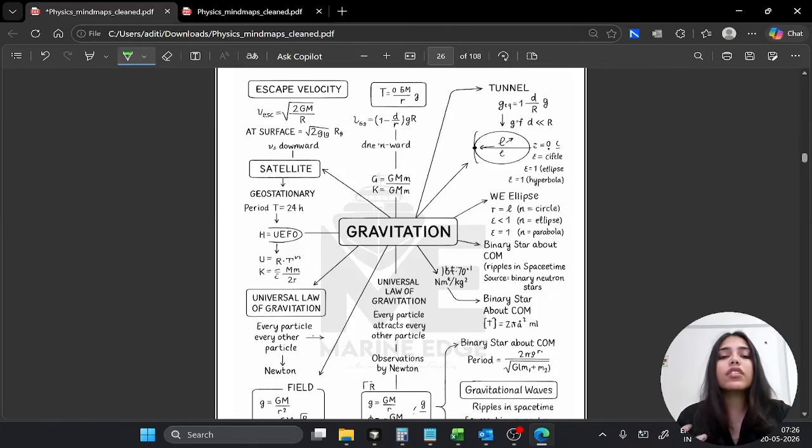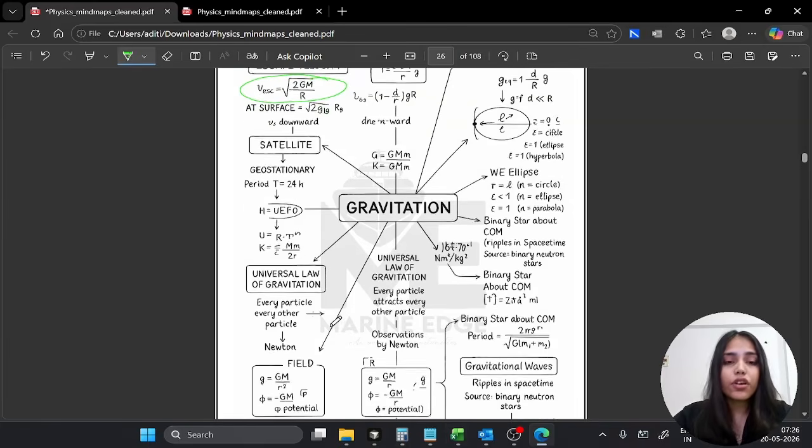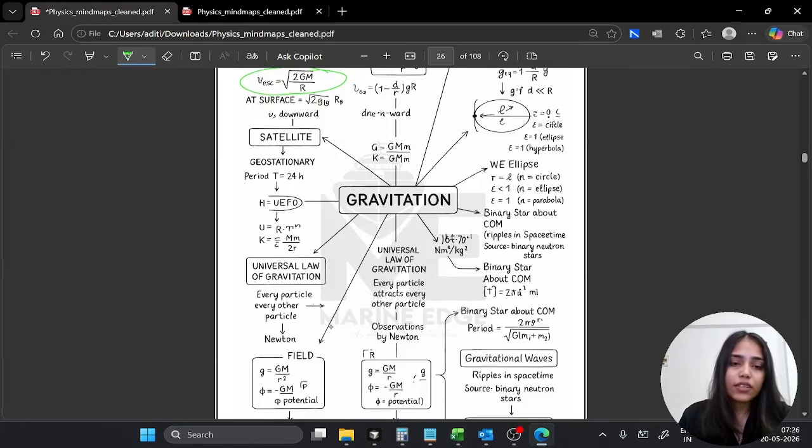What is that? Escape velocity is the minimum velocity required by any object, let's say a rocket, to escape the surface of Earth, so that the gravitational pull is not enough to pull it back towards the ground. And that escape velocity is equal to the square root of 2GM upon R. An object has to maintain that much velocity to actually escape the Earth's gravitational field. This is what we talk about for satellites. Next is the time period of the satellite.